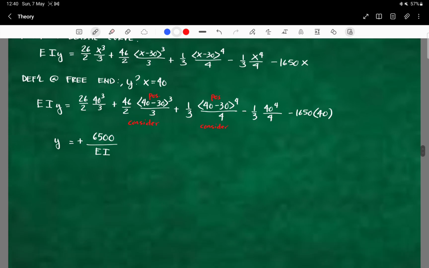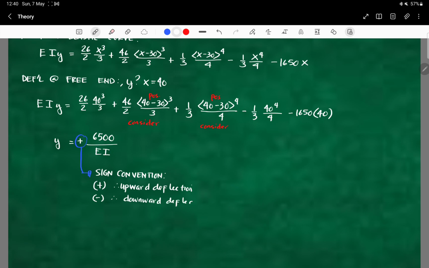Now, this deflection has a sign convention. If what you get here is positive, that means it is an upward deflection, and if what you get is negative, that means it is a downward deflection. Since our value is positive, this is an upward deflection.